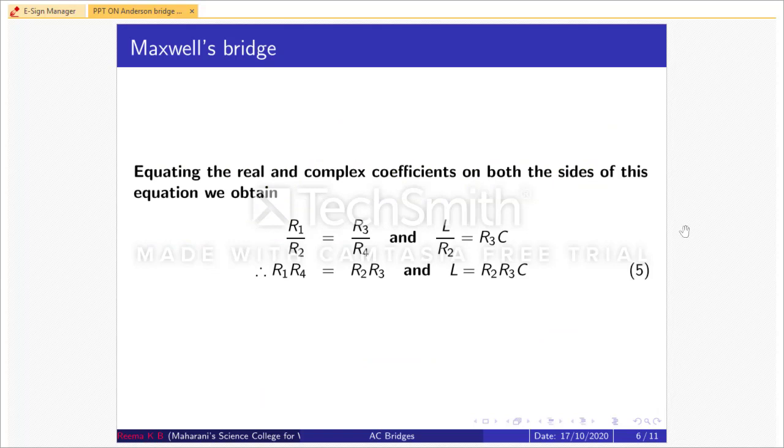Equating the real and complex coefficients on both the sides of this equation, we obtain R1 by R2 is equal to R3 by R4 and L by R2 is equal to R3 times C. Therefore, R1 R4 is equal to R2 R3 and hence we get inductance L is equal to R2 R3 times C.